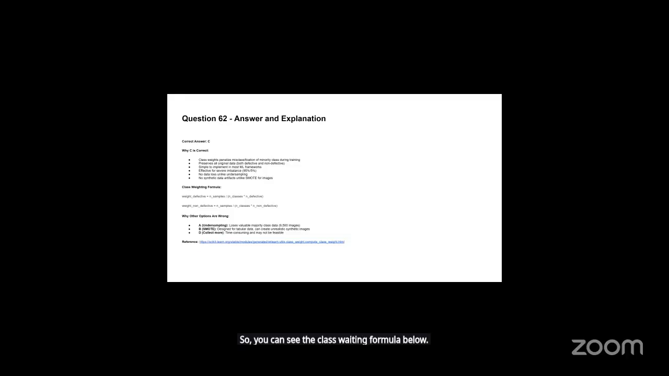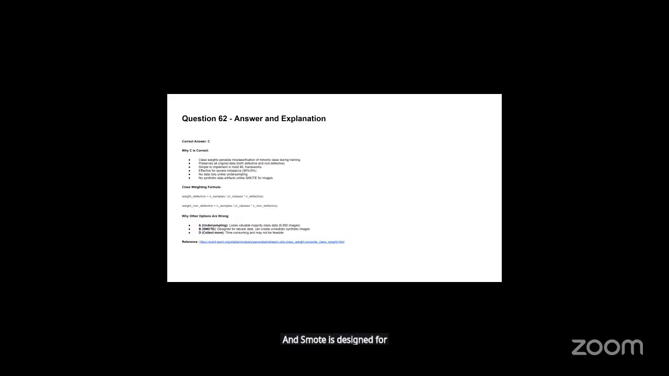All right, and why are the other answers wrong? Undersampling loses the valuable majority class data, so those 9,500 images. And SMOTE is designed for tabular data and can create unrealistic synthetic images. And collecting more, well, this is time consuming and not feasible. So that's operational overhead.